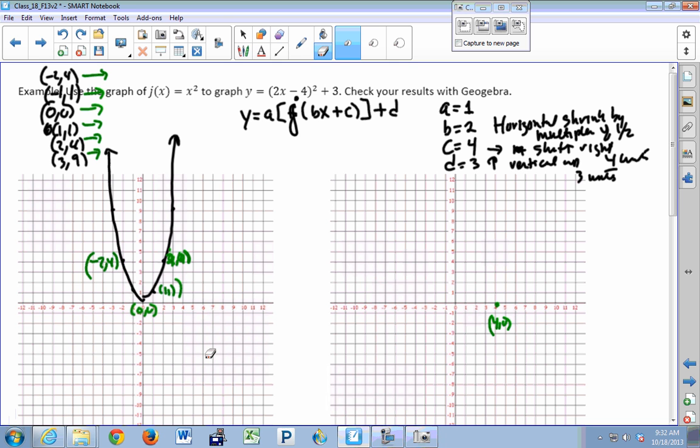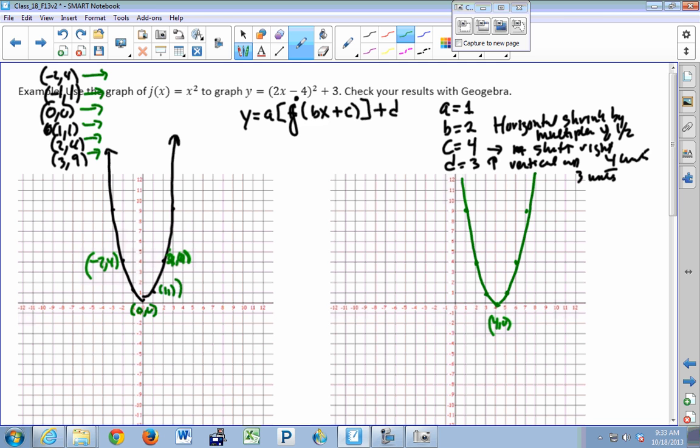So I move everything to the right 4. So 0, 0 becomes 4, 0. 1, 1 becomes 5, 1. -1, 1 becomes 3, 1. -2, 4 becomes 2, 4. 2, 4 becomes 6, 4. 3, 9, -3, 9 becomes 1, 9. 3, 9 becomes 7, 9. So I've done my horizontal shift to the right. That's my first thing I do.